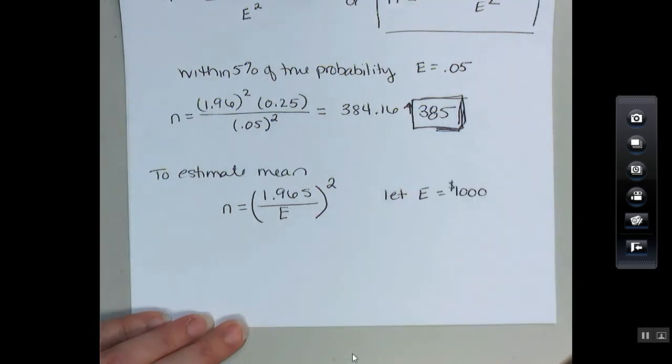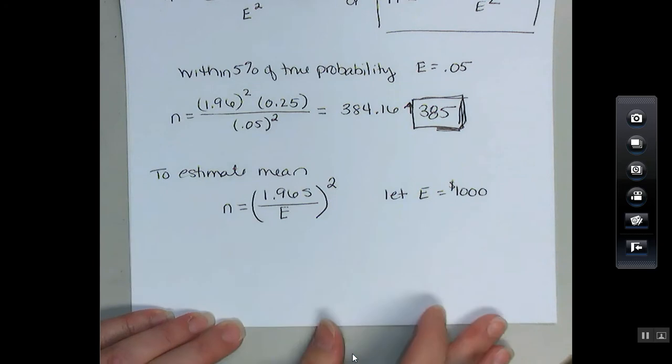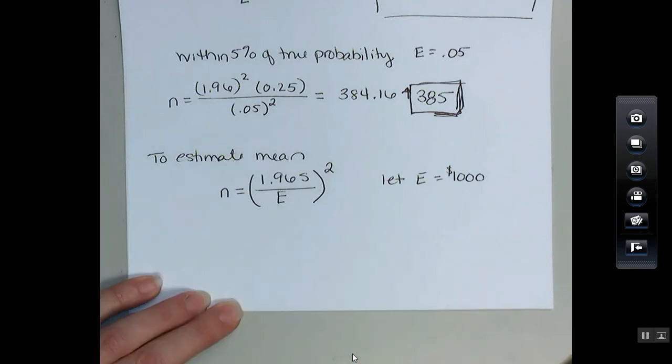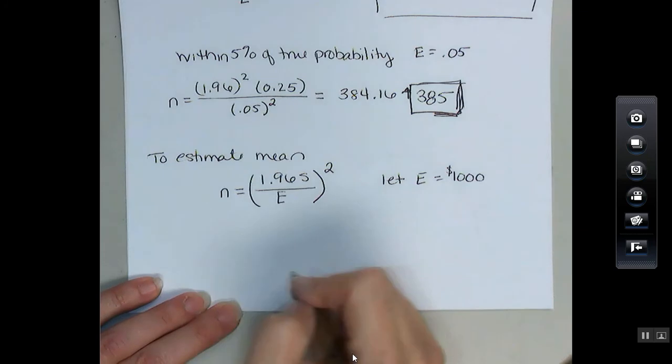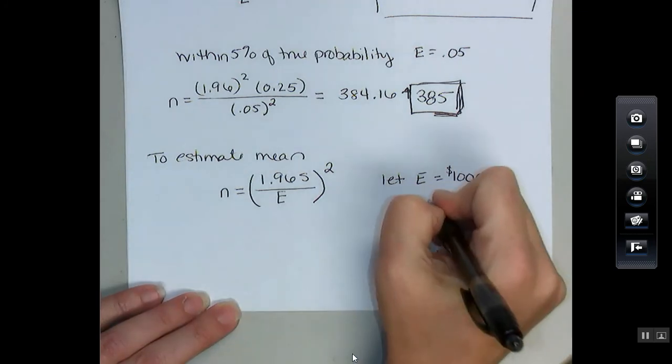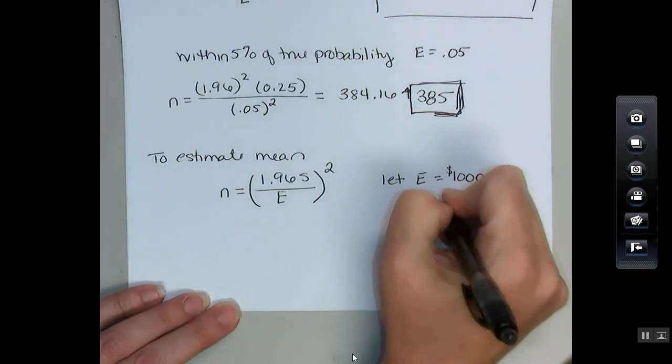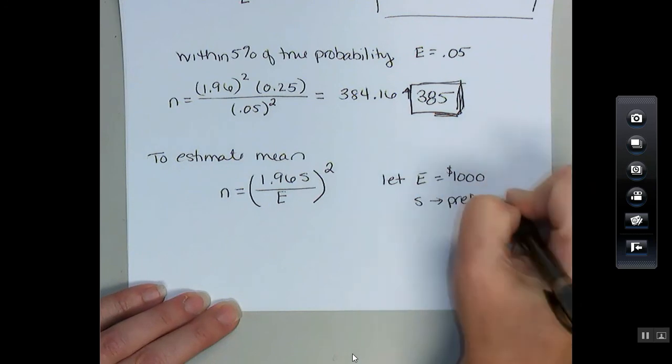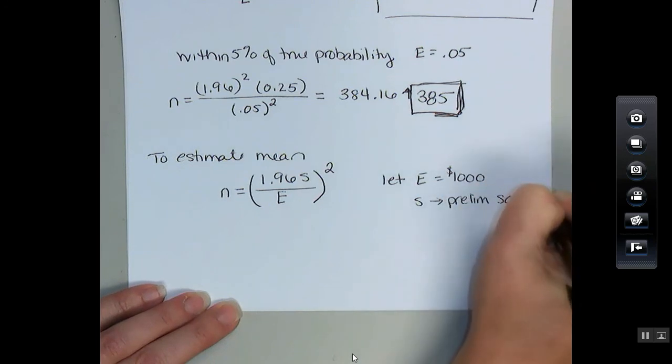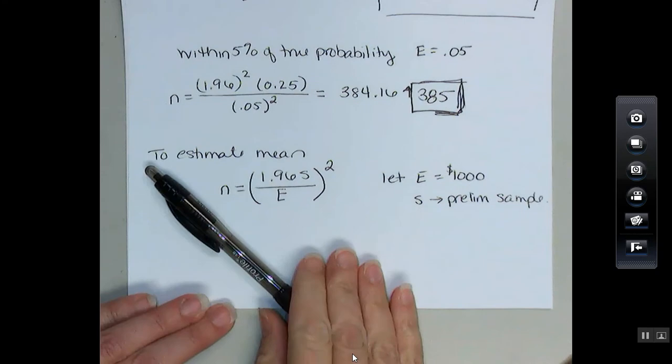Now, he may in fact want to be closer to that. Personally, I know if my salary was $1,000 less than I was expecting a month, that would be a real hardship. So he may want to be closer than that, but for our purposes, we'll go ahead and say as long as he's within $1,000 of the true value, he'll be okay. The other piece of information we need is S. And S we get, this is why we did the preliminary sample. We get this from our preliminary sample. We're going to use the standard deviation from our preliminary sample.